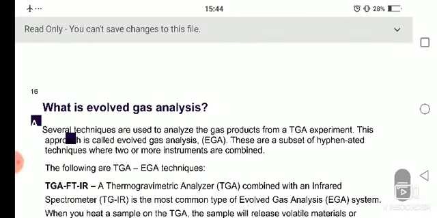What is evolved gas analysis? Several techniques are used to analyze the gas produced from the TGA experiment. This approach is called evolved gas analysis.